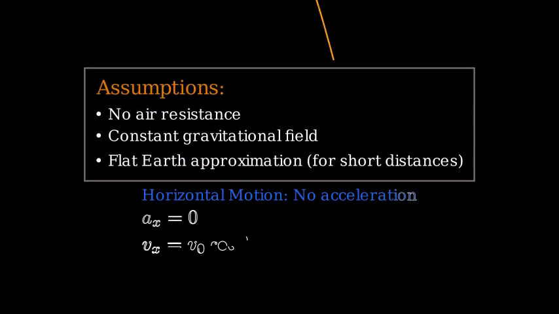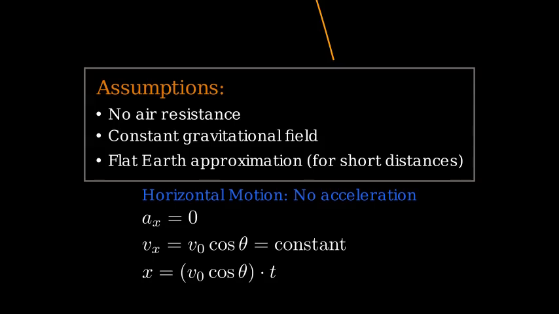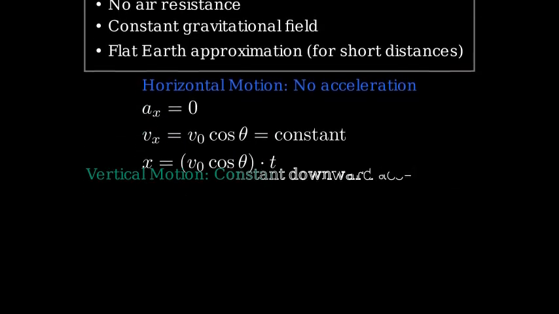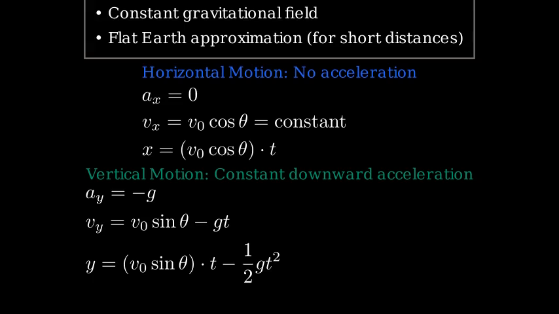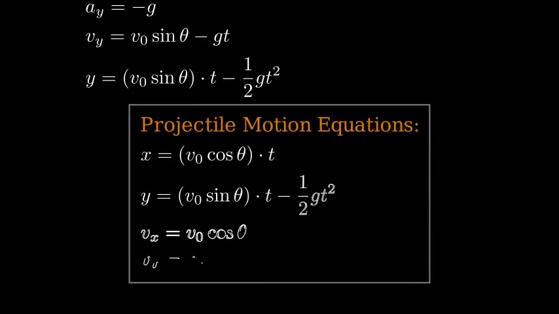In the horizontal direction, there is no acceleration since gravity only acts vertically. This means the horizontal velocity remains constant throughout the motion. In the vertical direction, the object experiences a constant downward acceleration due to gravity, which affects its vertical velocity and position over time. Let's derive the equations of motion for both the horizontal and vertical components.